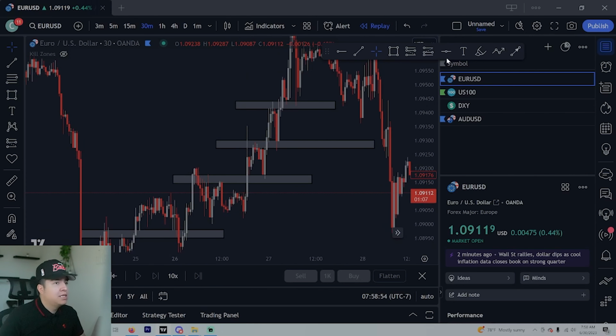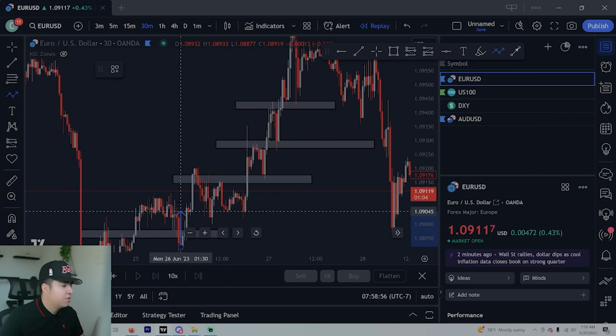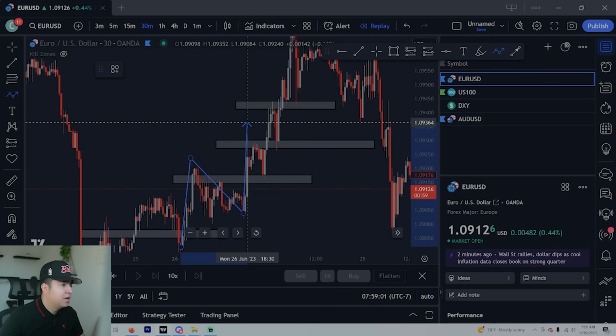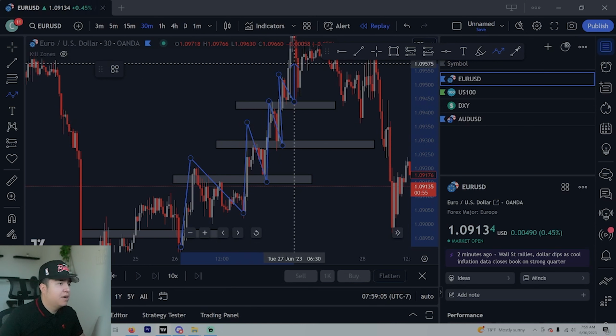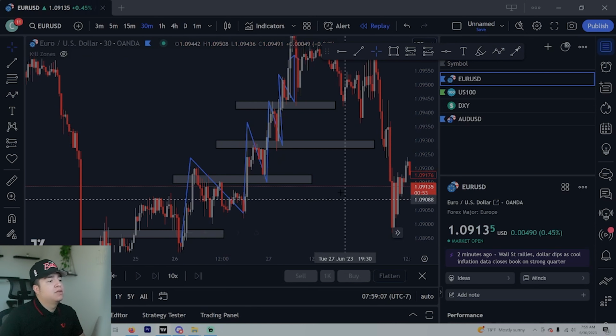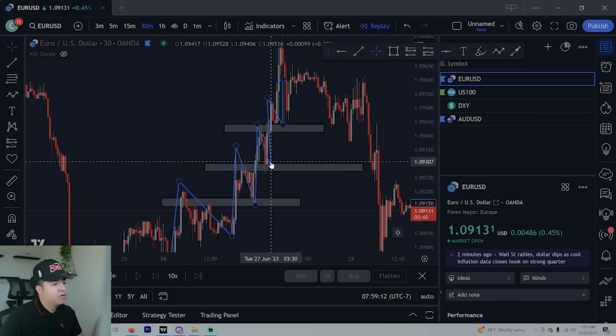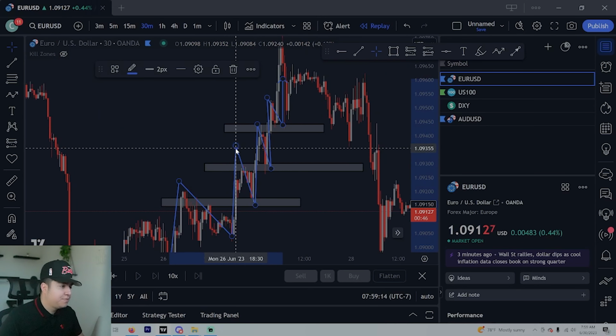Now remember what I just drew, right? Now let's put that on the chart. We pushed up, came down, pushed up, came down, pushed up, came down, pushed up, came down. So that's just how the market moves, right? So support and resistance is everywhere. Just look at the peaks of the higher highs and you'll already know that you're at a support and resistance.